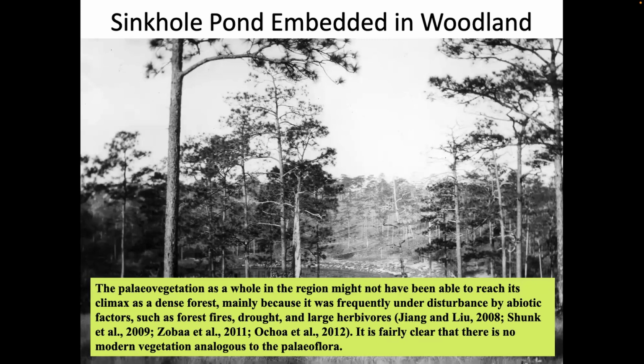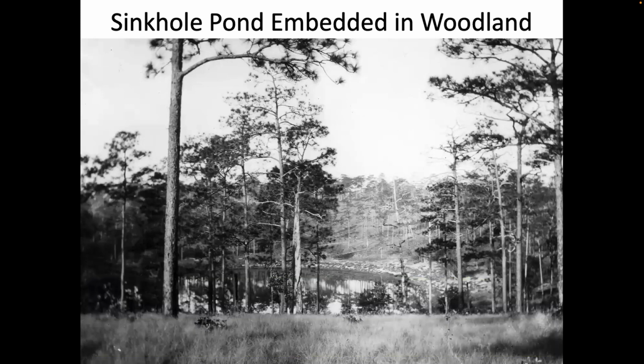It is fairly clear that there is no modern vegetation analogous to the paleoflora that existed at this site. Basically, they're saying we can't find anything that matches what it would have been like during the Pliocene. That's why I put this picture in, because I wanted to give you something. And even this isn't a perfect match, right? Because red panda's not here in 1907 in North Florida. There aren't rhinoceros in North Florida in 1907. And many of the species are from East Asia. So there is no perfect equivalent. But I think structurally, this might somewhat capture what this site would have been like.